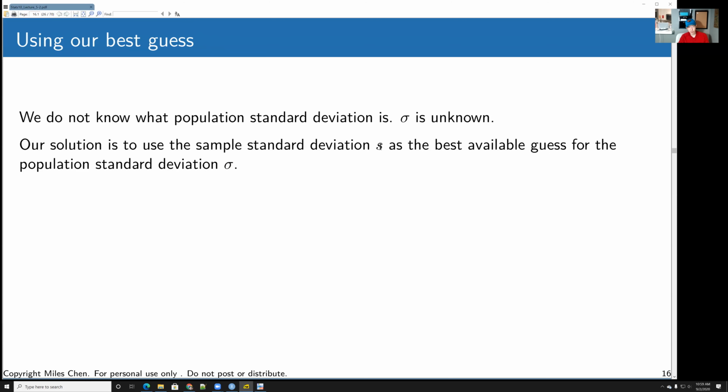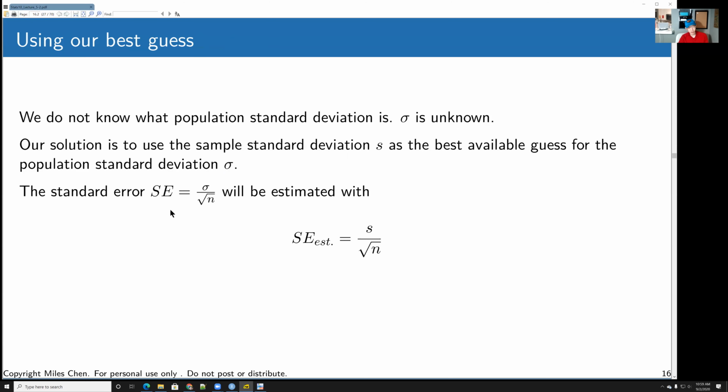So that's what we're going to use. We're going to use S instead of sigma, okay? So when I plug that into the formula, the standard error of our sampling distribution is sigma over the square root of n, and we're going to estimate it. The estimated standard error is going to be S divided by the square root of n.